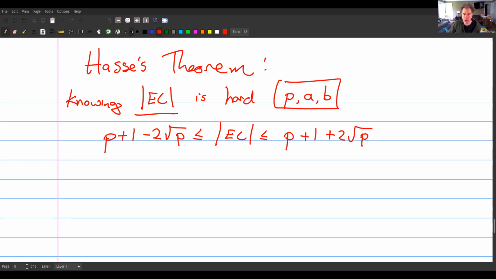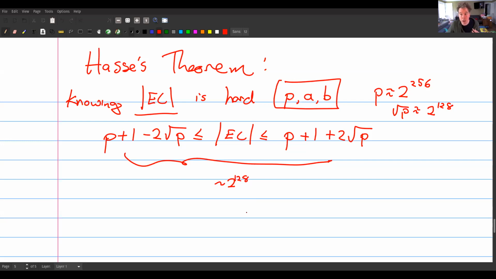and I'll be honest, I have no idea how it's doing it, because let's say that p is roughly 256 bits, so it's 2 to the 256. Then what is the square root of p? The square root of p is roughly 2 to the 128. And so to explore everything in this range, you have to check roughly 2 to the 128 possibilities, which is much better than checking 2 to the 256 possibilities, but it's still impossible to do by brute force.